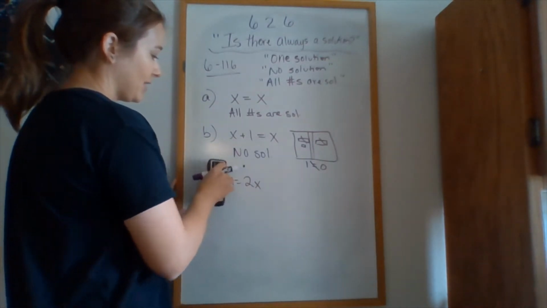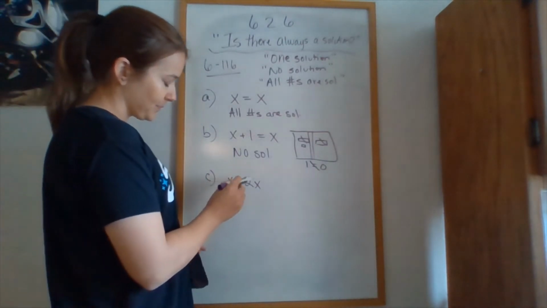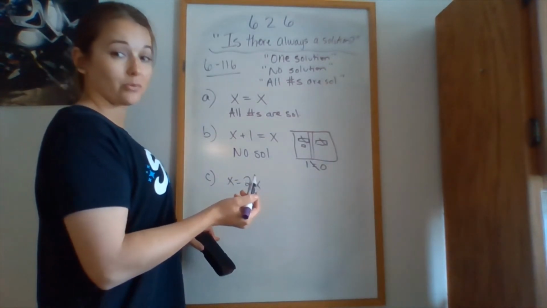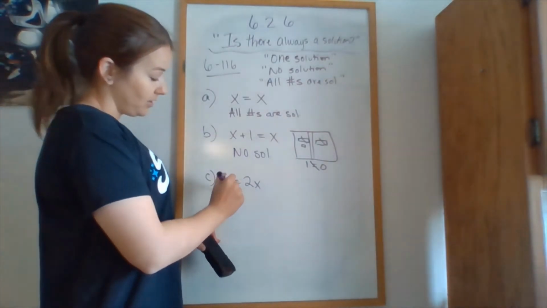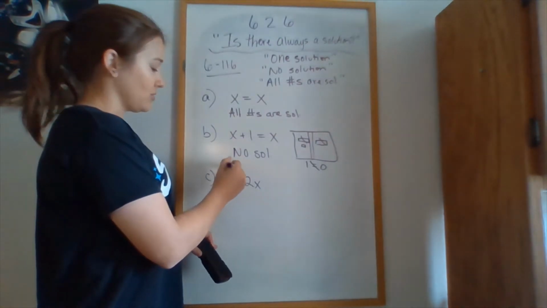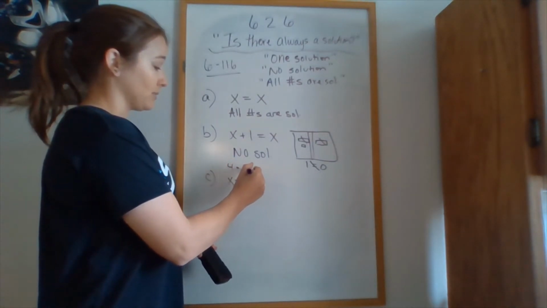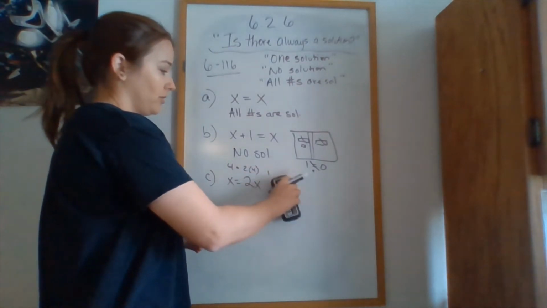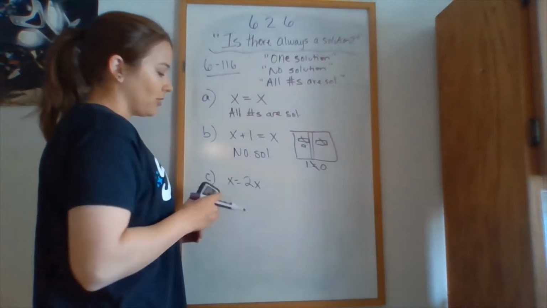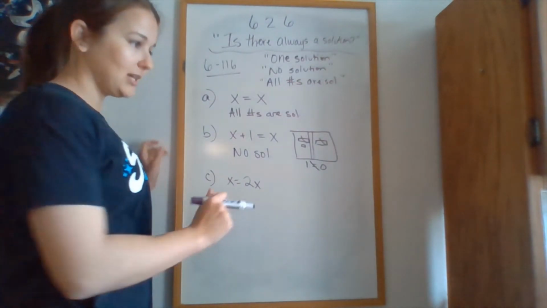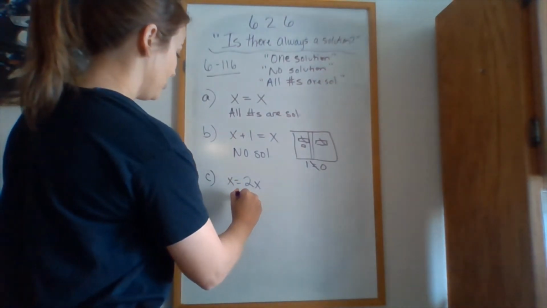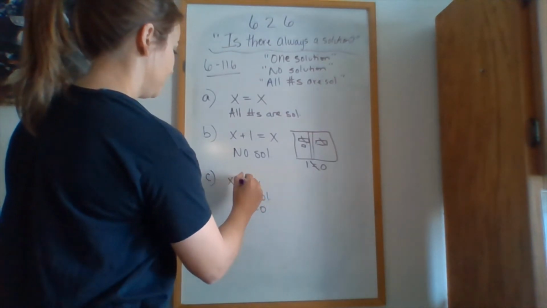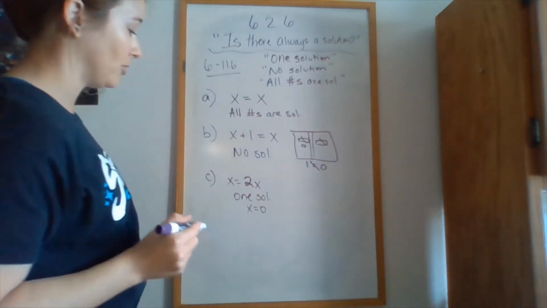And I'm thinking to myself that that's really the only value that would work for x, which is 0. Because if you use, say, 4 equals 2 times 4, 4 equals 8, not true. So for part C, one solution, x equals 0. Anything times 0 will always give you 0.